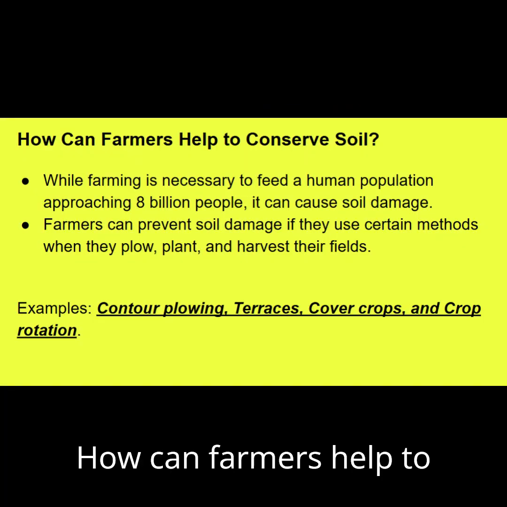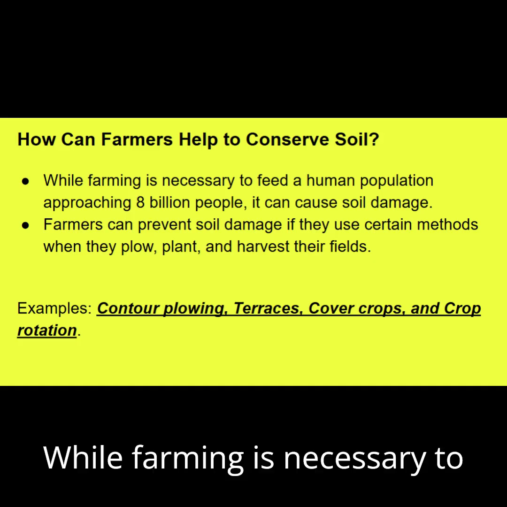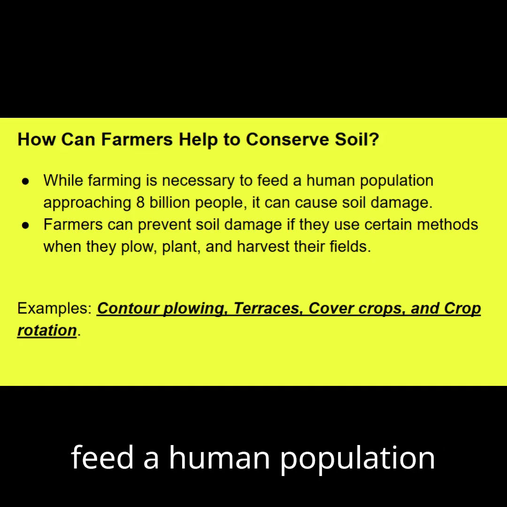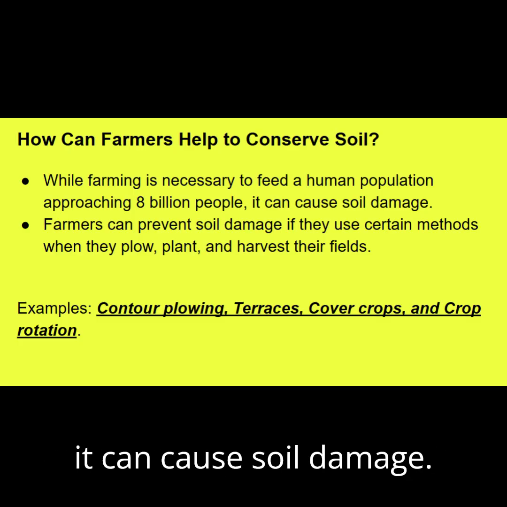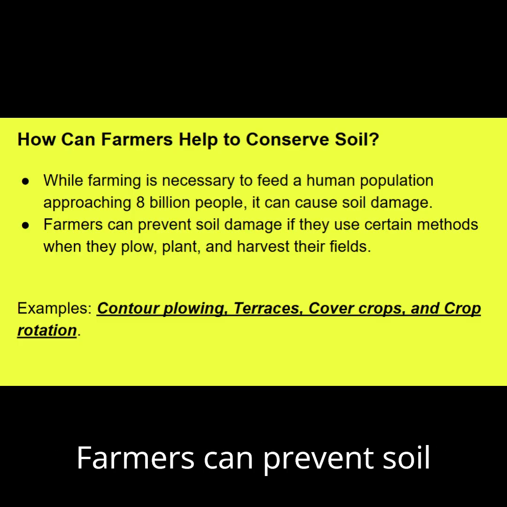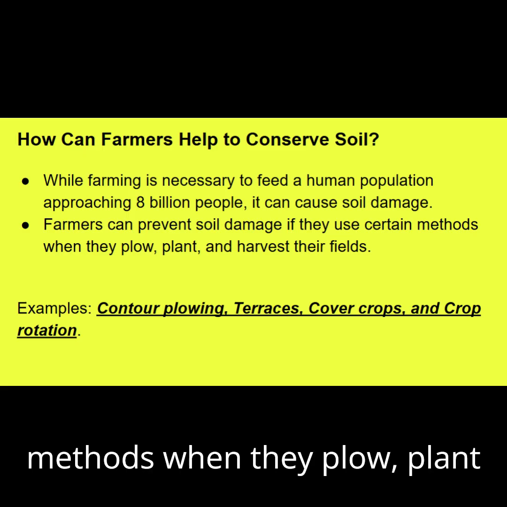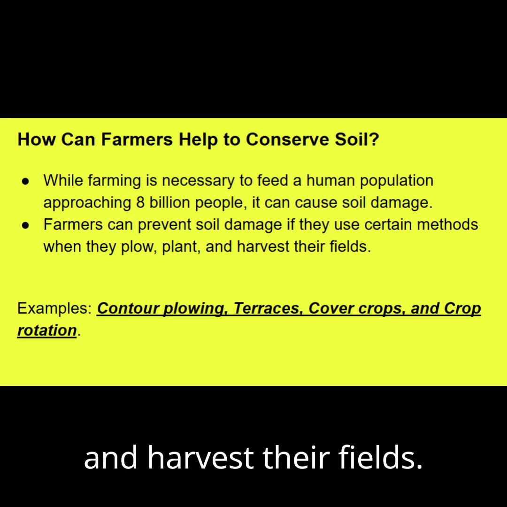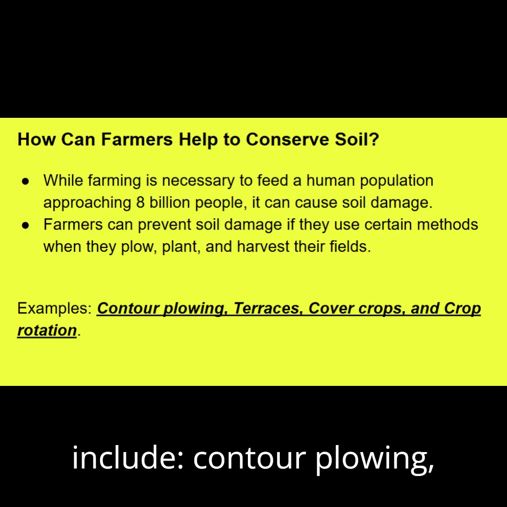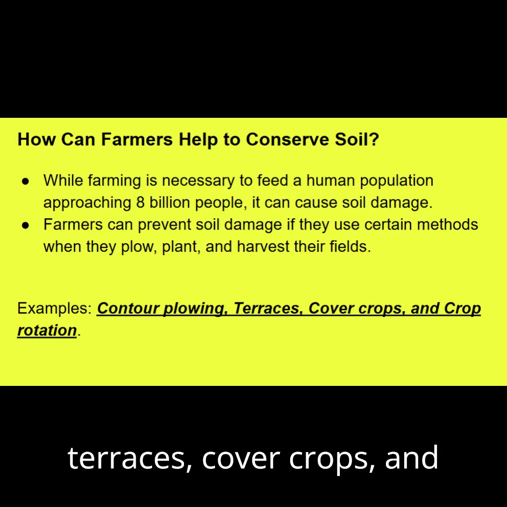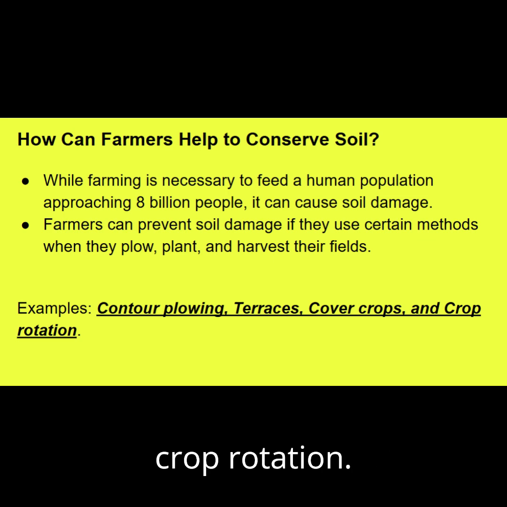How can farmers help to conserve soil? While farming is necessary to feed a human population approaching 8 billion people, it can cause soil damage. Farmers can prevent soil damage if they use certain methods when they plow, plant, and harvest their fields. Examples of these methods include contour plowing, terraces, cover crops, and crop rotation.